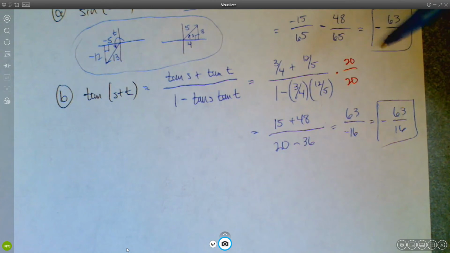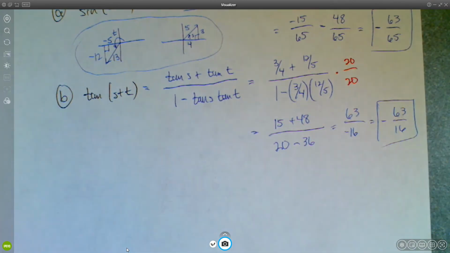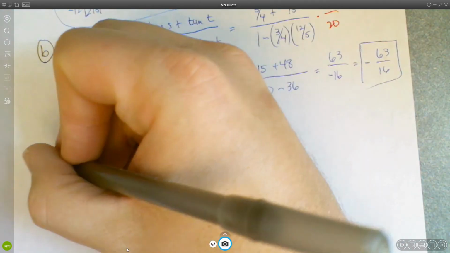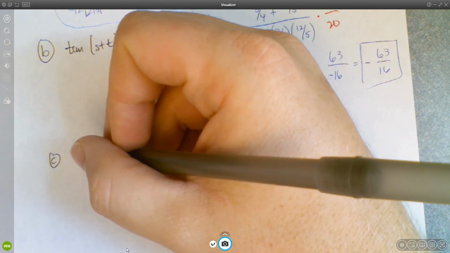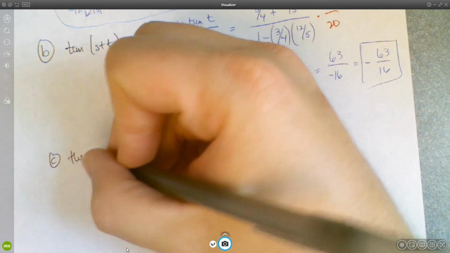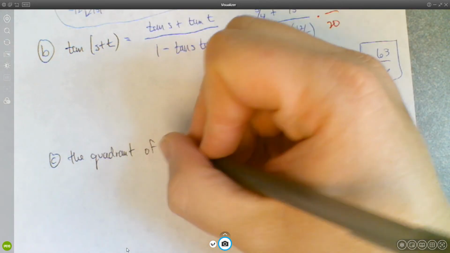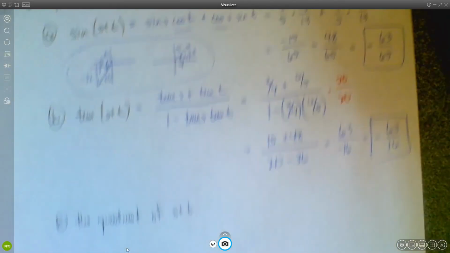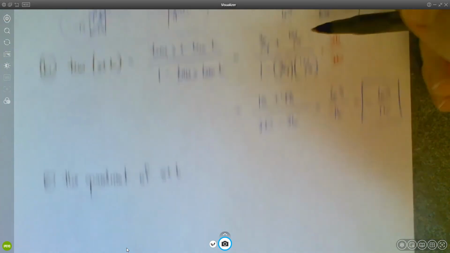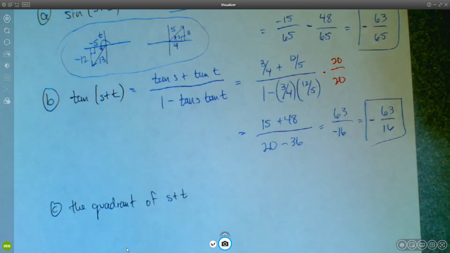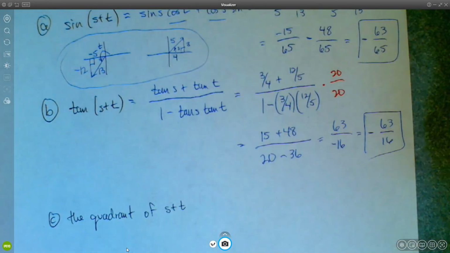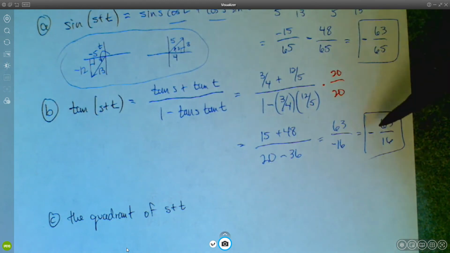But anyway, so one more little task here. Let's find the quadrant of S plus T. So find the quadrant of S plus T. Well, looking at our previous problems, sine and tangent are both negative. And where does that happen? It doesn't happen in quadrant 1.